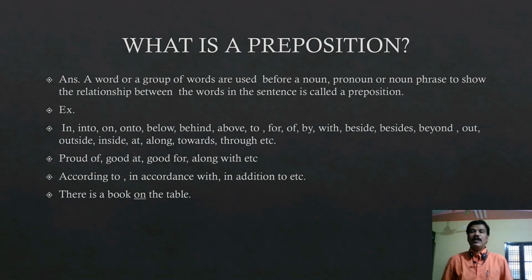There is a book on the table. How do you identify this? If you block "on", there is no meaning at all in the sentence. So this is a preposition. It is almost a connector of the sentence. Let's learn it in this class.